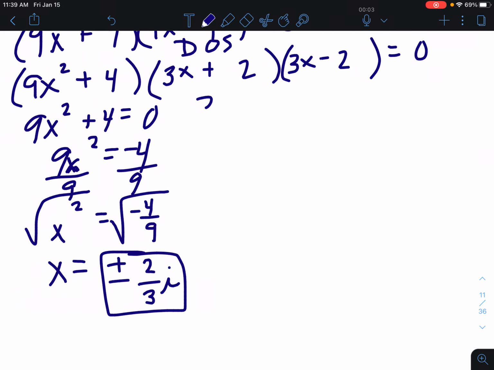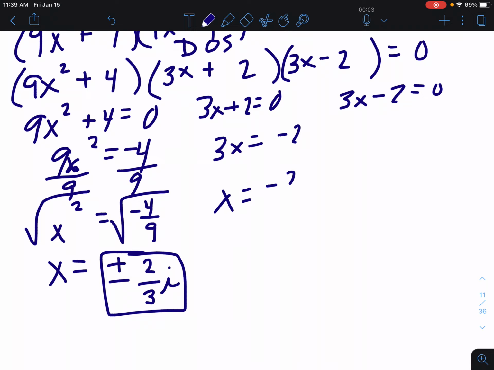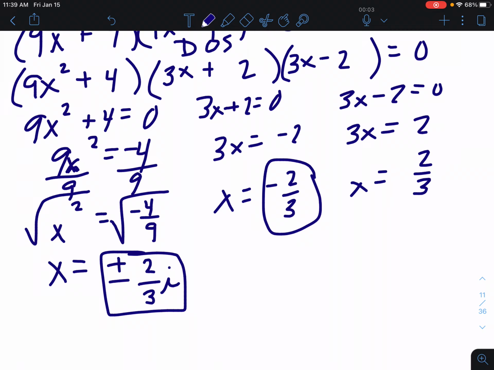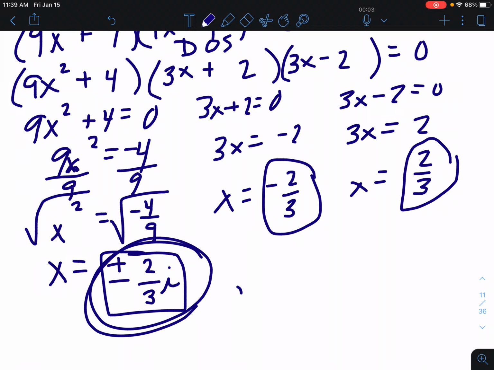All right, now the other two, set them equal to 0 and solve them. Subtract 2 and divide by 3, and we would get negative 2/3. Next, add 2, divide by 3, and 2/3. So we have 4 answers here. We got 2 here, and 3, 4.